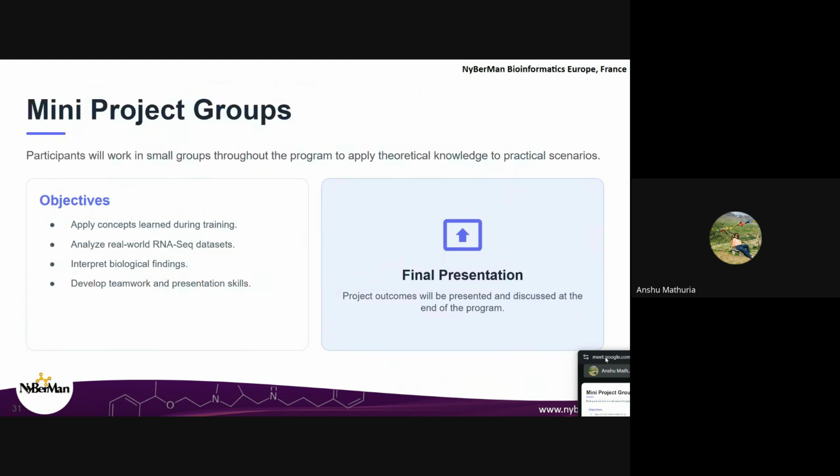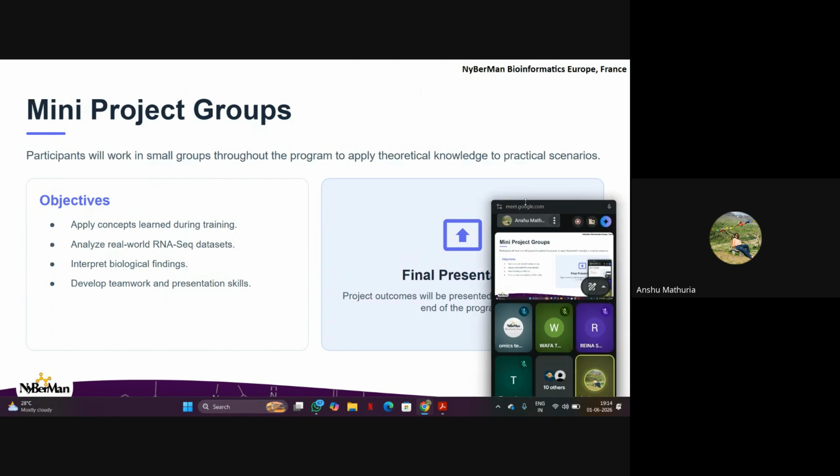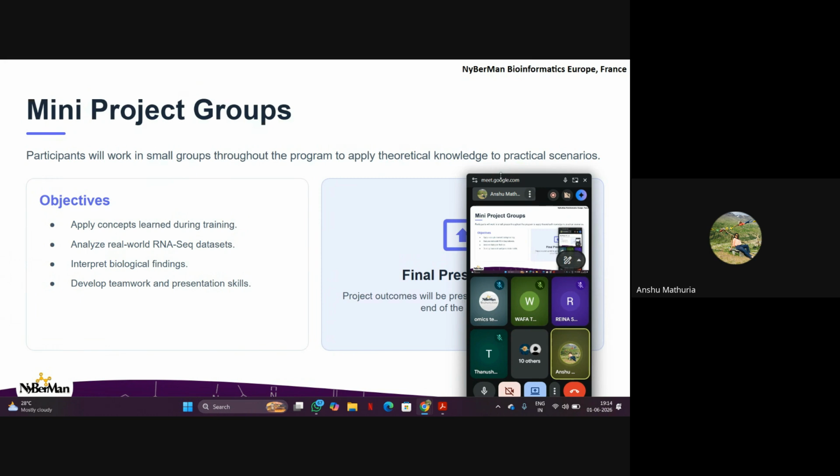In today's session, I majorly covered RNA-seq analysis, the RNA-seq workflow, and what RNA-seq, transcriptome and NGS are. I hope whatever I've taught till now is clear.